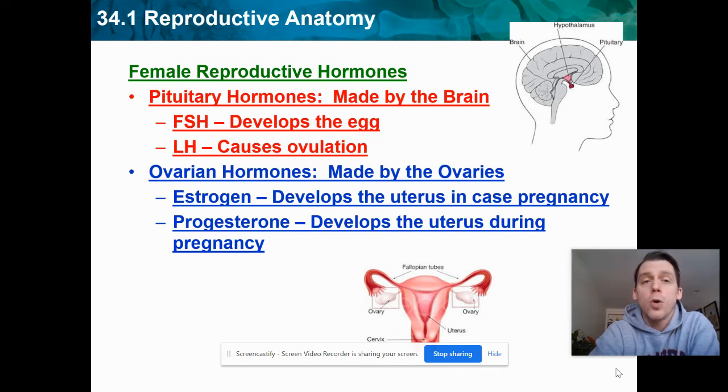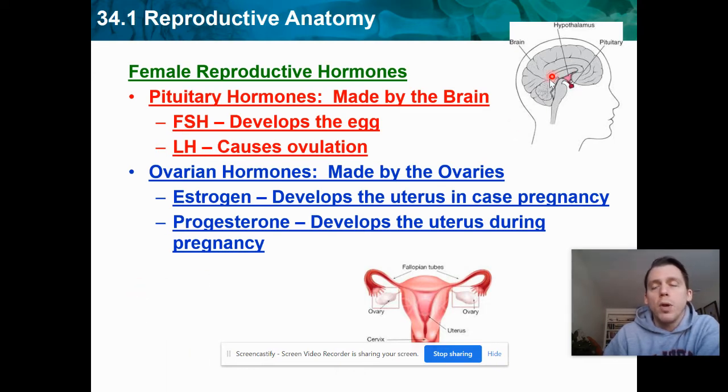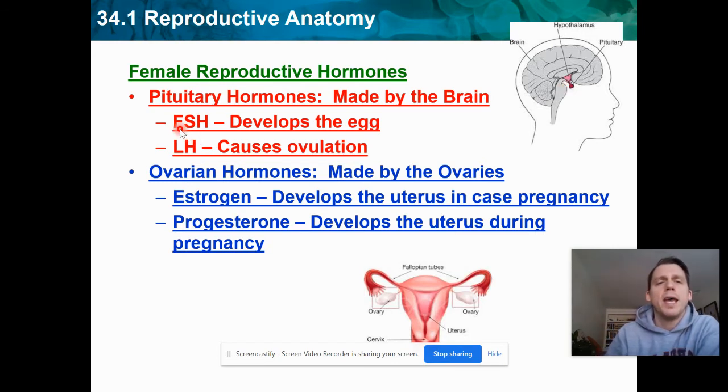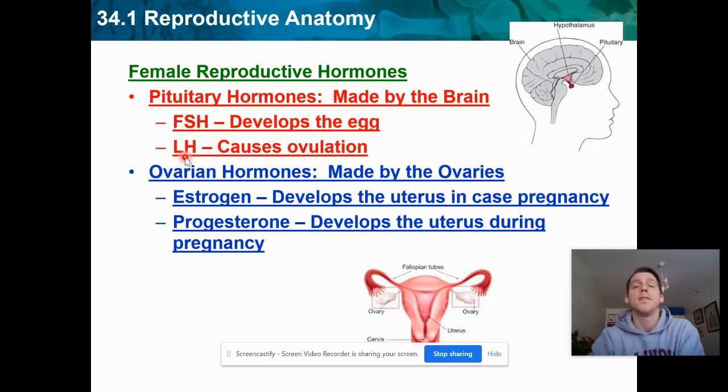The pituitary hormones are made by a gland called the pituitary gland. You can see it up there. I'll use the laser pointer to point it out. The pituitary gland is sort of in the middle of the brain. So if you imagine going back and on the side, that pituitary gland is making something called FSH. This follicle stimulating hormone is going to develop the egg. So it's going to make the egg get ready for ovulation. And then LH, or luteinizing hormone, that's going to cause ovulation. So this hormone's the actual thing that's going to make the ovary release the egg.